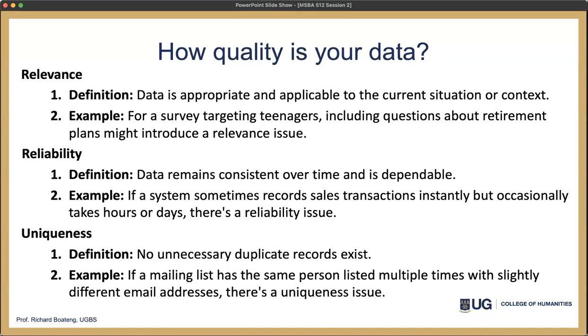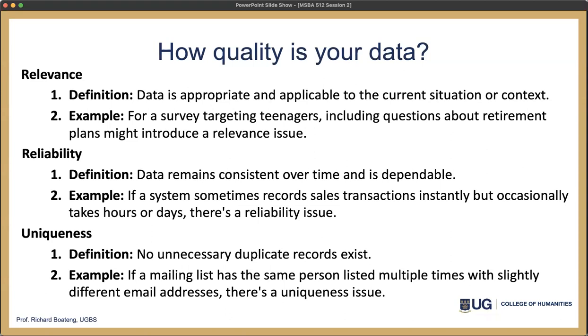Reliability. Okay. Data is consistent over time and dependable. That is what you want. Can we depend on it? If the system sometimes records sales transactions instantly, but occasionally takes hours or days, there's a reliability issue. So that's another thing. Why is it that sometimes it's available for us to use, and at that time it's not available for us to have direct entry? So there's a reliability issue.